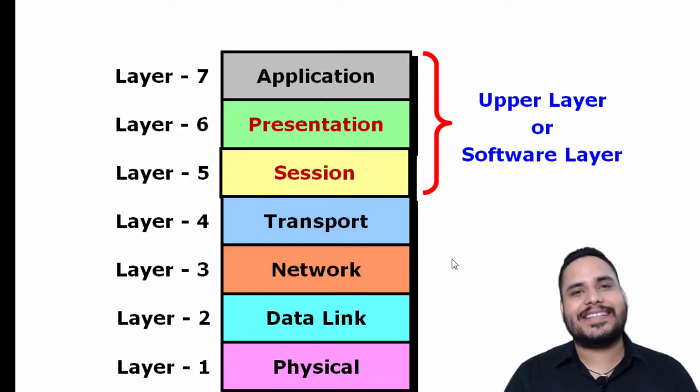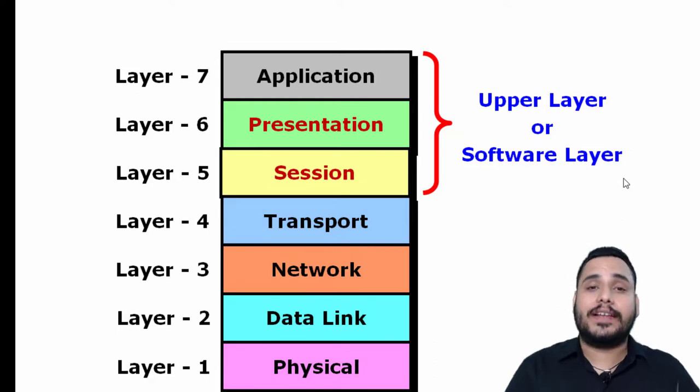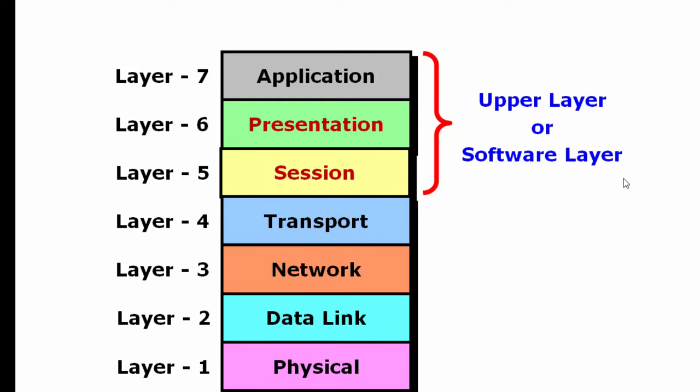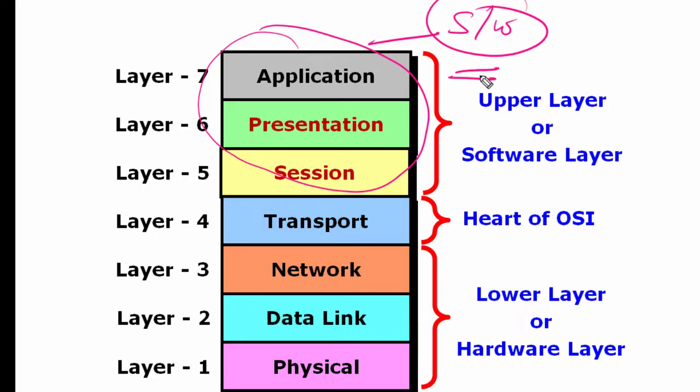Application, presentation and session are known as the upper layers and software layers because there is no direct contact with hardware devices. The transport layer is known as the heart of OSI, and the last 3 layers are known as the lower layers and hardware layers. I told you that these 3 layers are software layers because there is no direct connection to hardware devices.